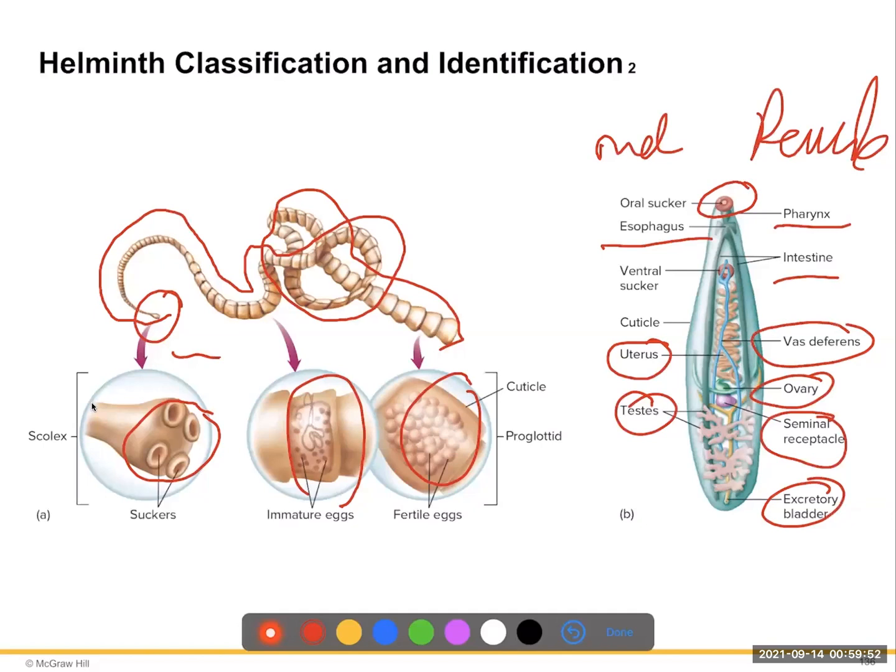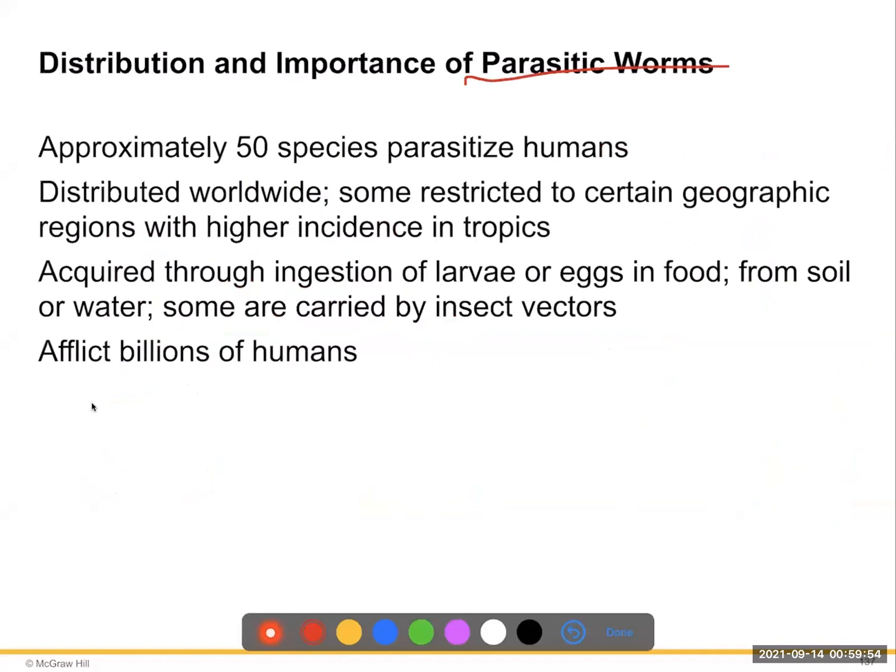Okay, it's a parasitic worm. Approximately 50 species affect humans. They're worldwide. They occur everywhere. Some are in certain geographic regions with higher incidence in the tropics, like Ecuador. Acquired through ingestion of the larva or eggs in food, from the soil or water. Some are carried by insect vectors. They affect billions of humans.